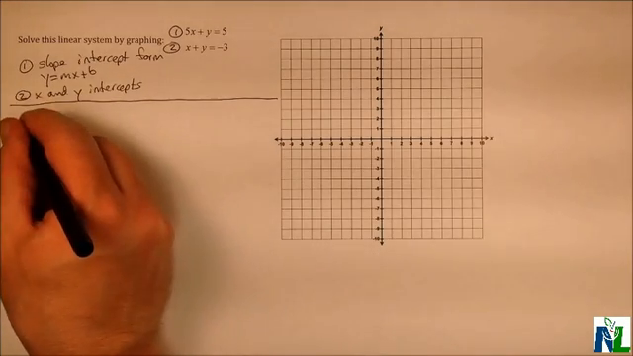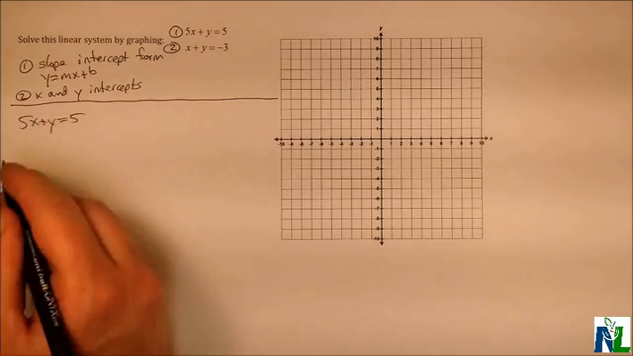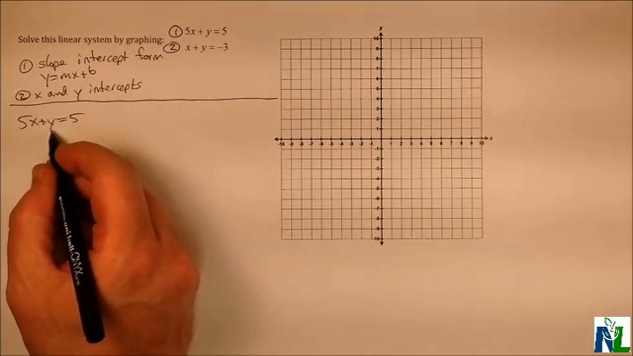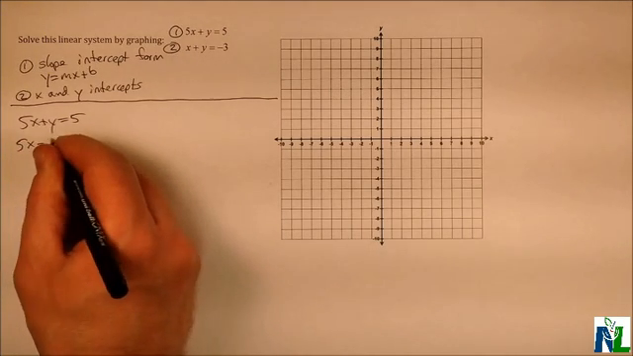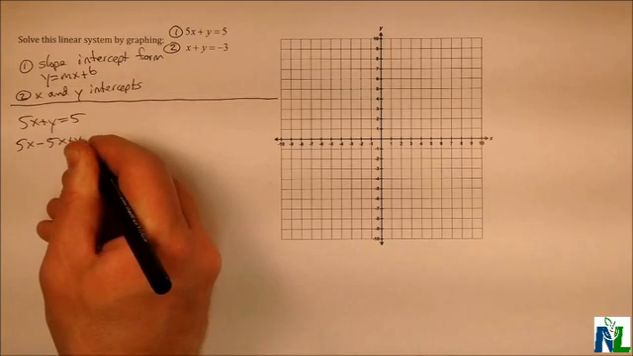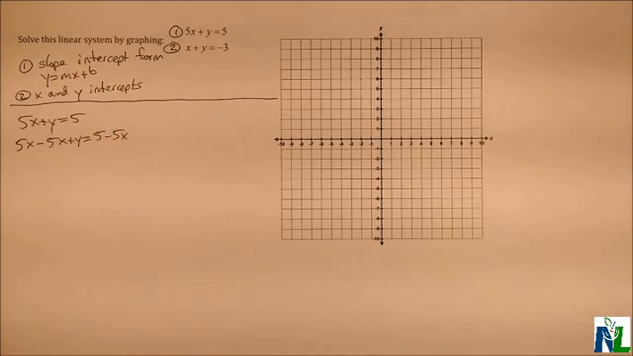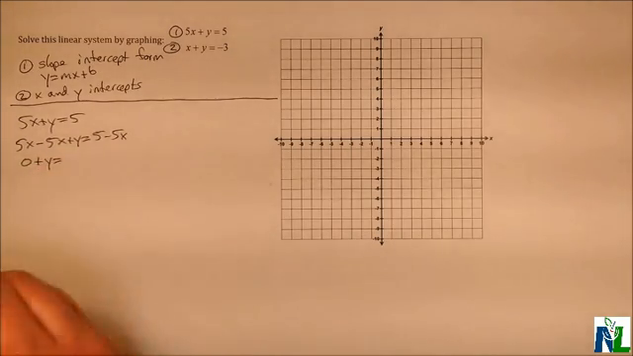So let's consider equation 1. 5x plus y equals 5. So I want to put it in y equals mx plus b form. In other words, I want y by itself on the left-hand side. So the first thing I'm going to do is subtract 5x from the left-hand side. But if I subtract 5x from the left-hand side, I must also subtract 5x from the right-hand side. 5x minus 5x is 0, so I'll have 0 plus y on the left-hand side.